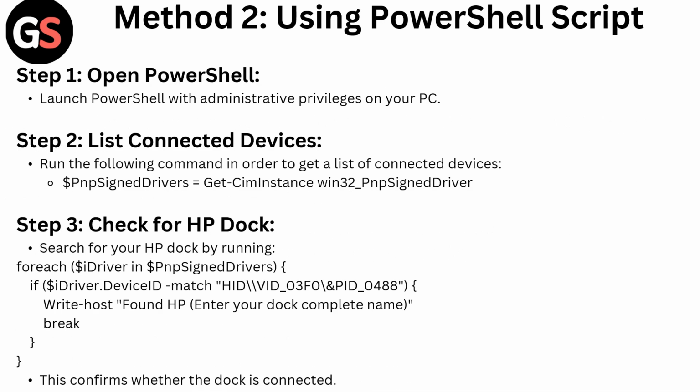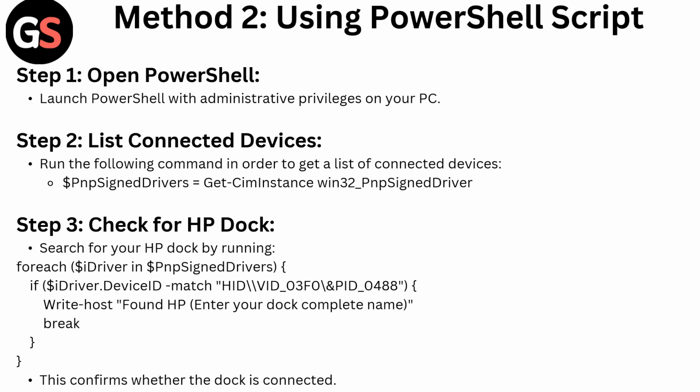Okay, now let's move to method 2, using the PowerShell script. Step 1. Open PowerShell. Launch PowerShell with administrative privilege on your PC. Step 2. List connected devices. Run the following command in order to get a list of connected devices: PnP signed drivers, Get-CimInstance Win32_PnPSignedDriver.